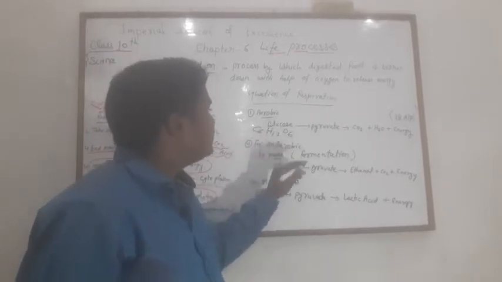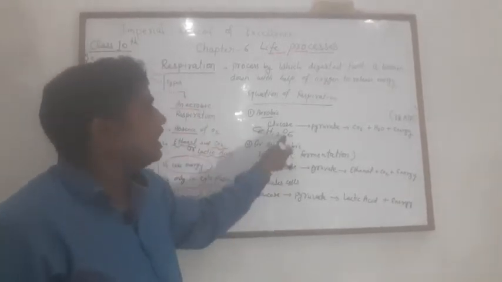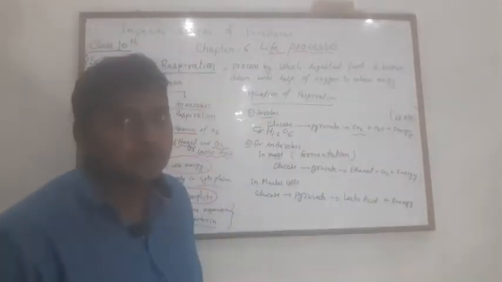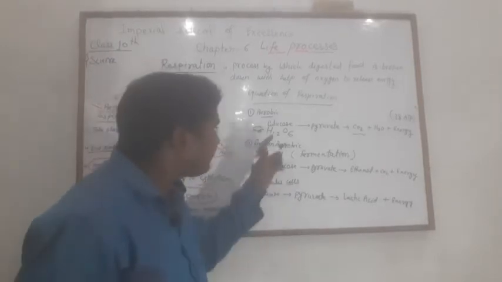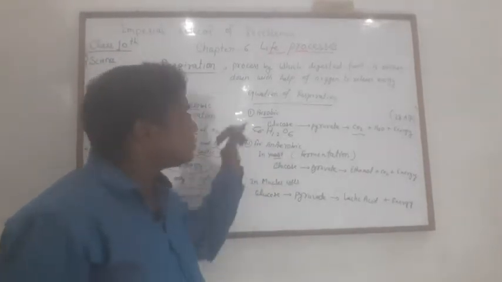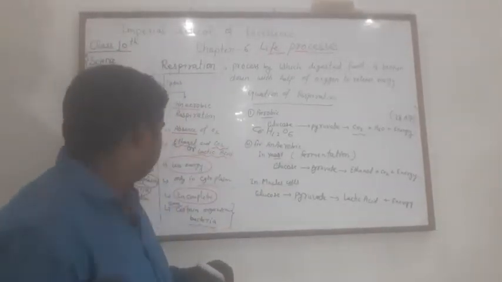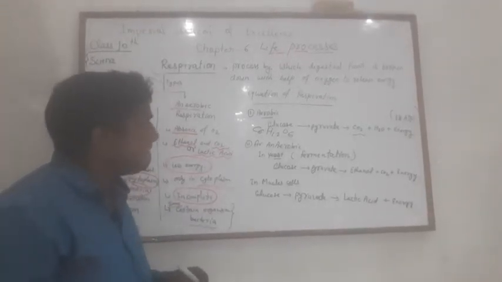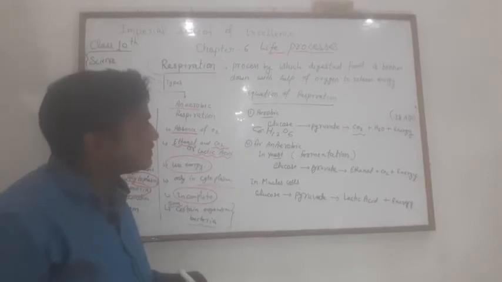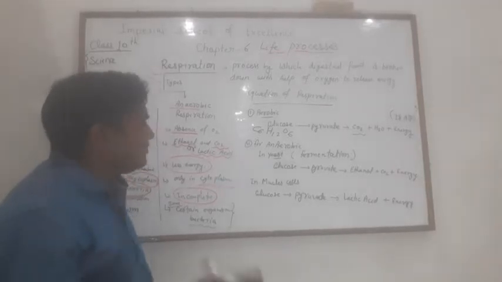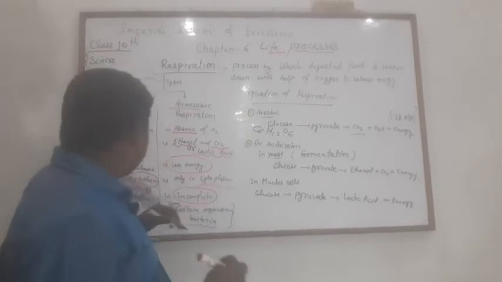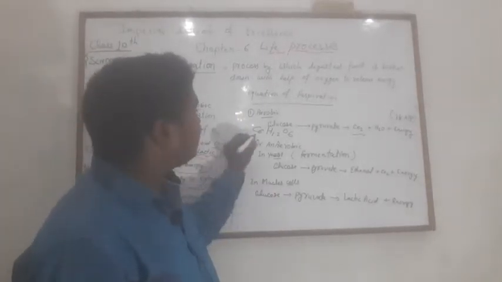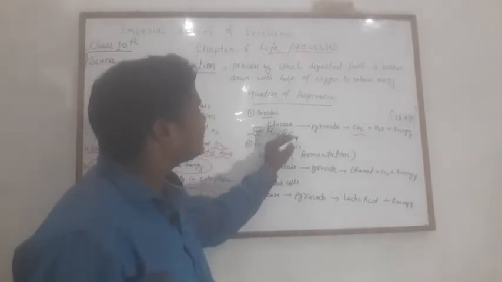C6H12O6. See here how many oxygens are there? 6. But here how many oxygens are here? 2. The loss of oxygen happens, that's why it is called oxidation. Basically, here there are 6 carbon and 6 oxygen.